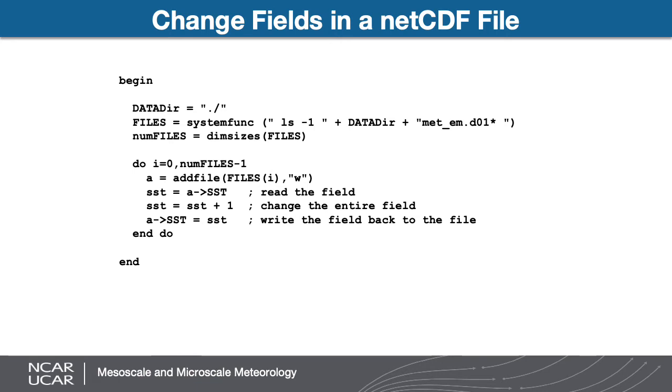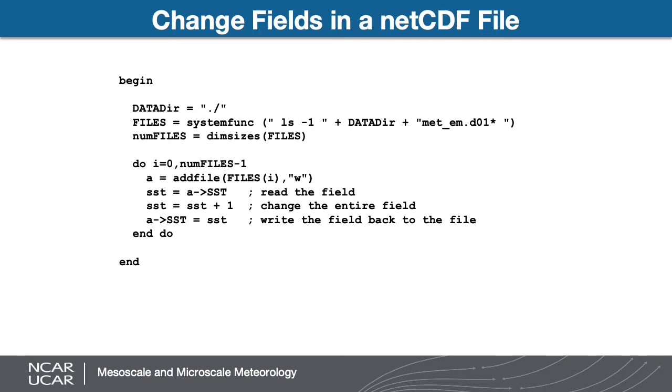In this next slide, we're going to see how we can change fields directly in a netCDF file. So what this slide is going to do is, say we're doing a pseudo global warming run, and we just want to add a number to the SSTs. So what we're going to do here is just add 1 degree to all the SSTs. But we want to do it for all of our MetGrid files so that they can be input into WRF.